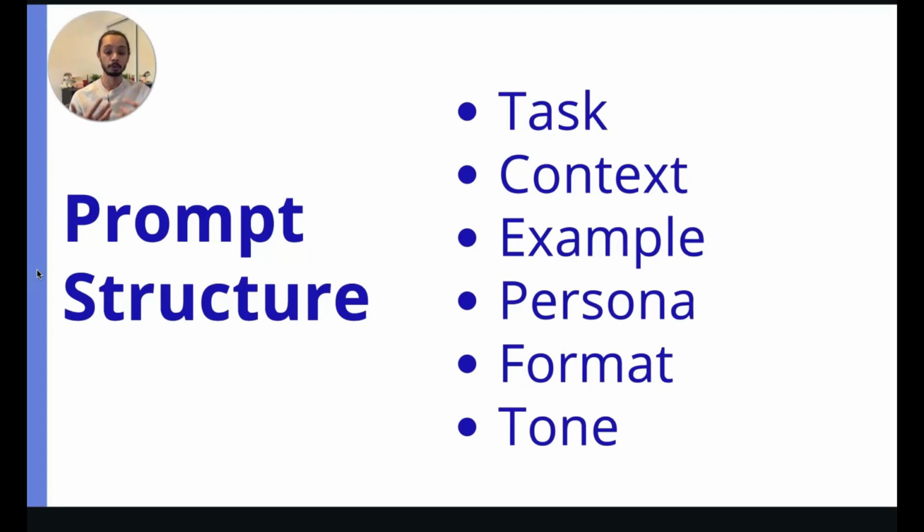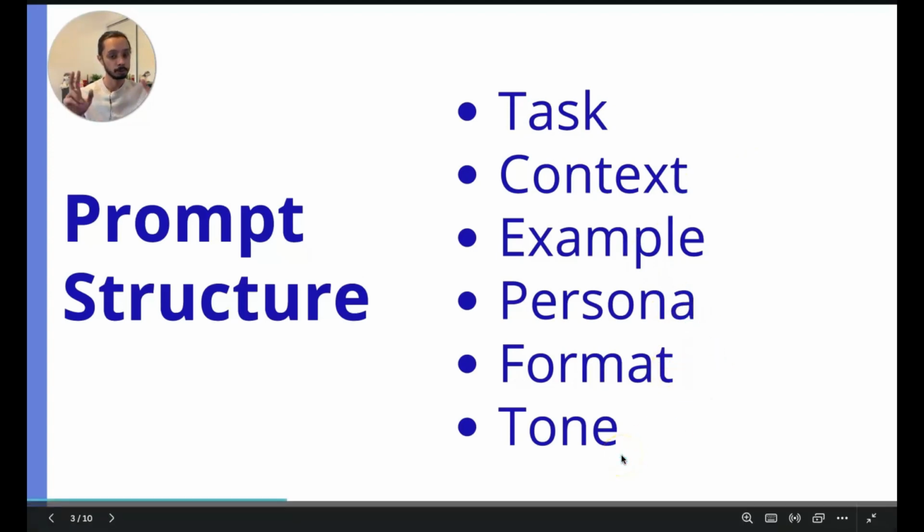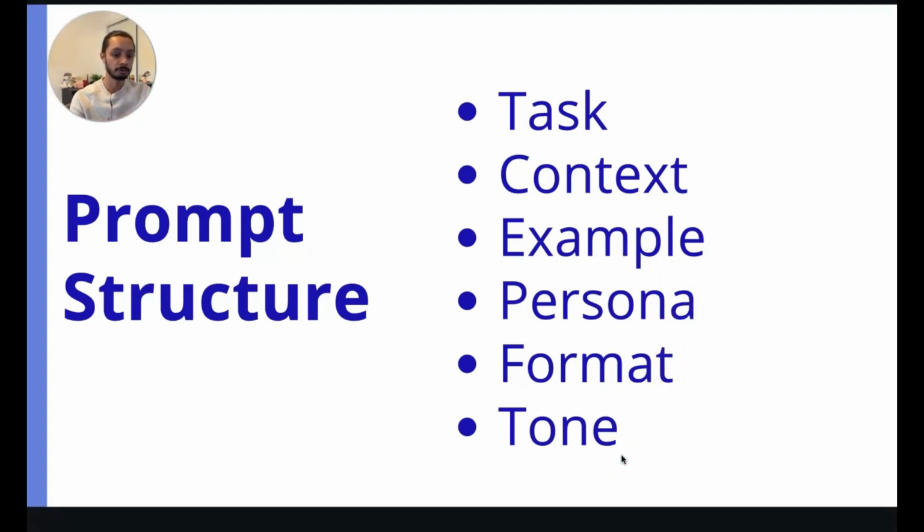Some of these can be good to have, and that's why the hierarchy matters here. So task and context are mandatory, and I would highly recommend you to keep them in your prompt each and every time. Whereas persona, format, and tone can be considered optional elements, and it's good to have but not necessary.